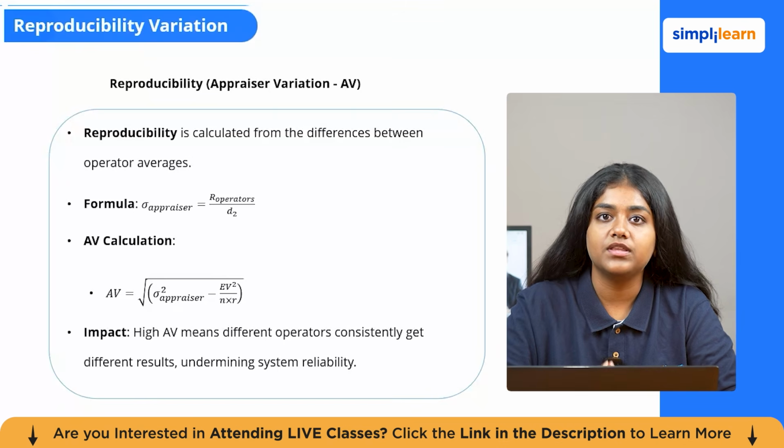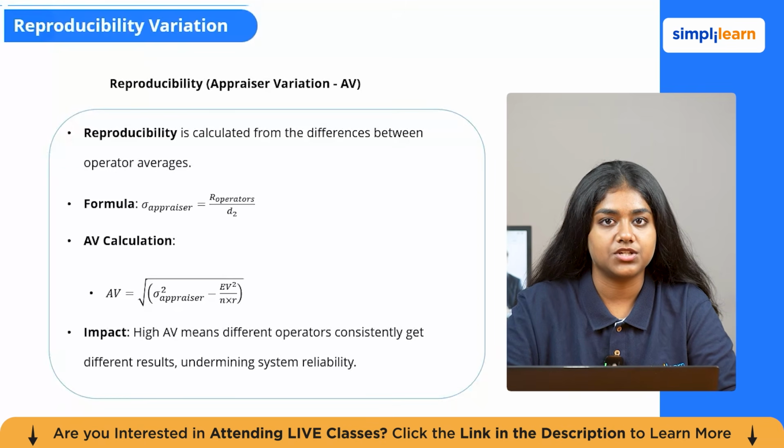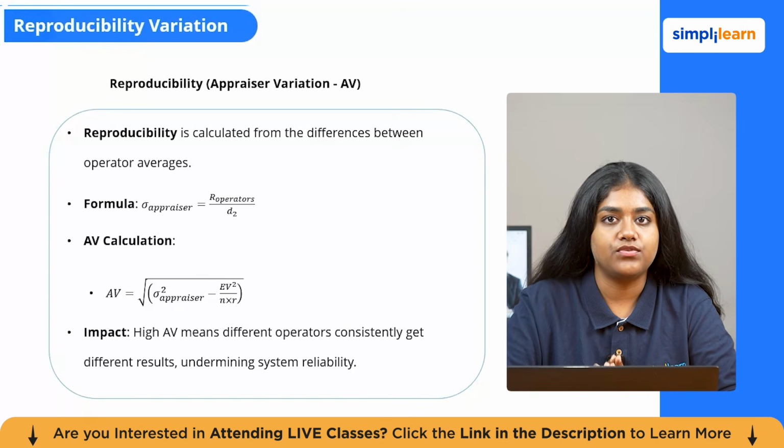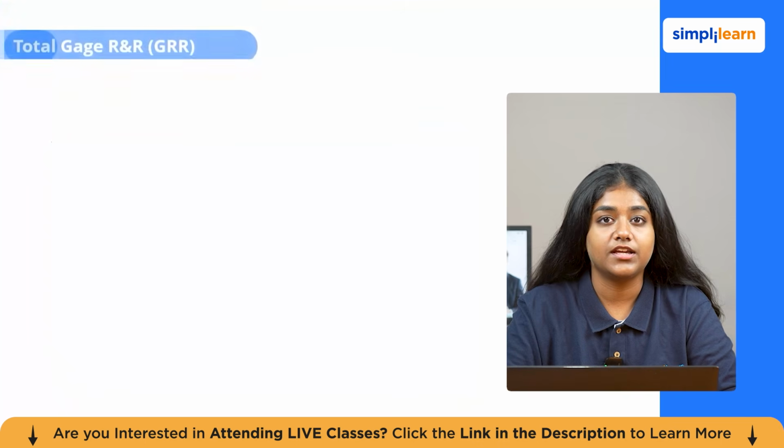This range combined with the correction factor gives you the standard deviation of appraiser variation, where n is the number of parts and r is the number of trials. This correction removes the contribution of equipment variation from the reproducibility calculation. The impact on measurement results of a high AV is that different operators are consistently reaching different conclusions about the same parts. Now let's look into total Gage R&R.